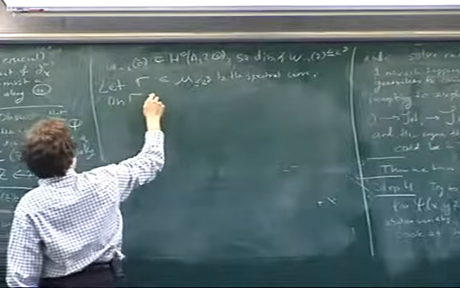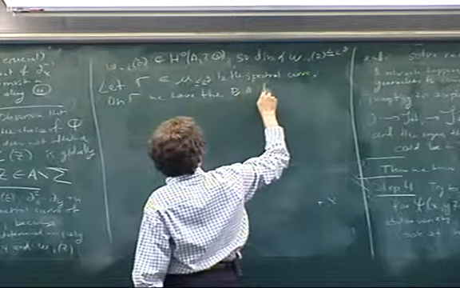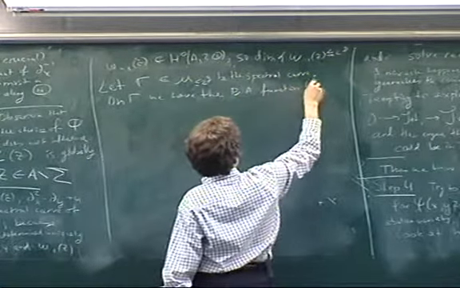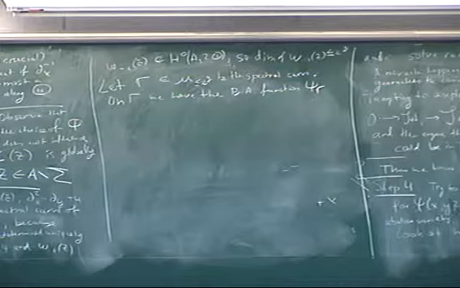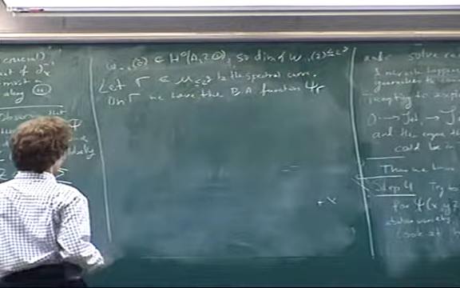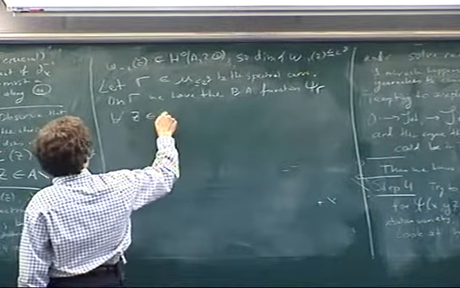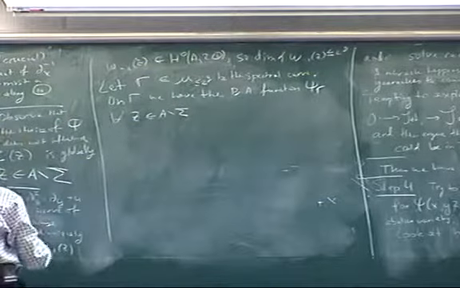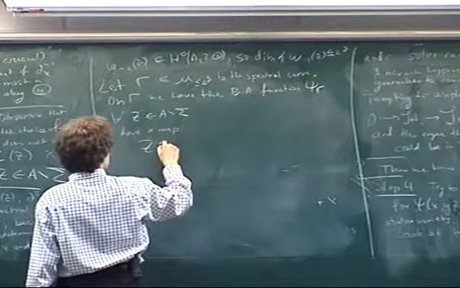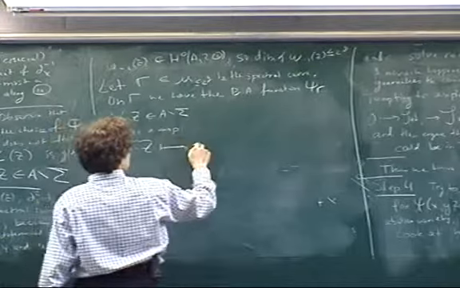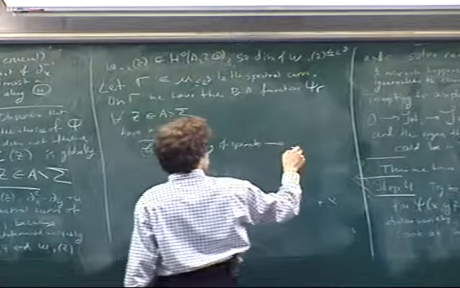On gamma, we have the Baker-Akhiezer function, psi gamma. On the other hand, for any z in the abelian variety without theta, where we can construct all of this, we have a map from z to the corresponding ring of operators, and the corresponding point on gamma.